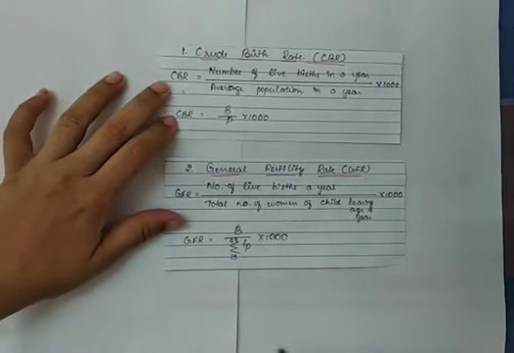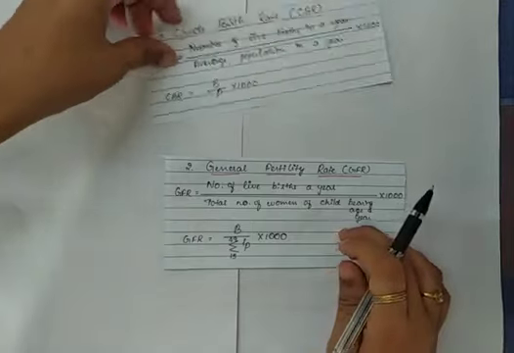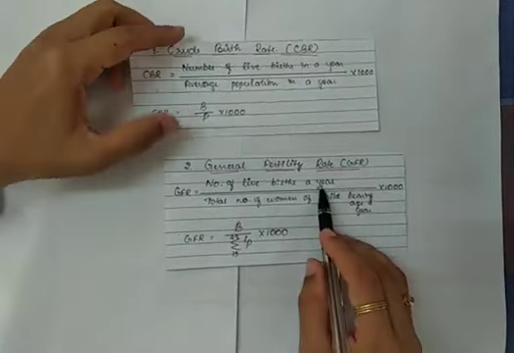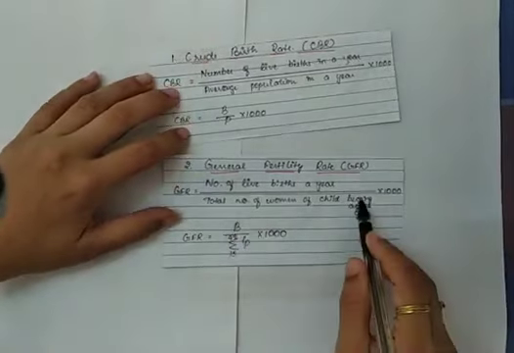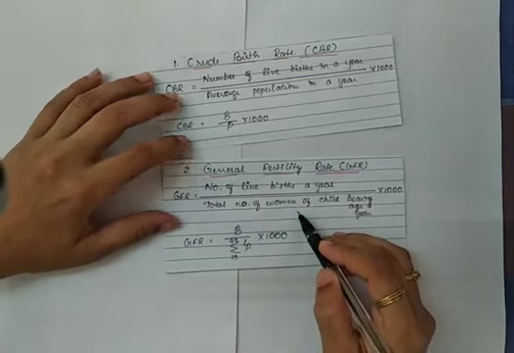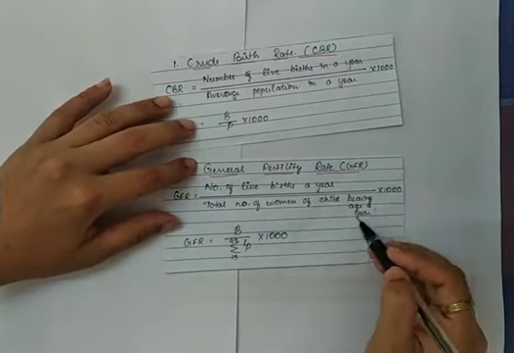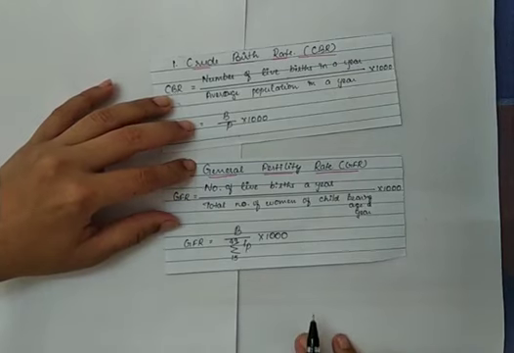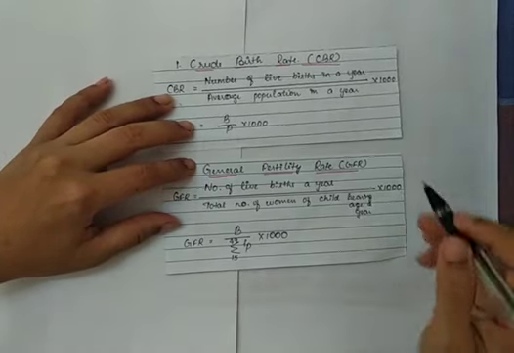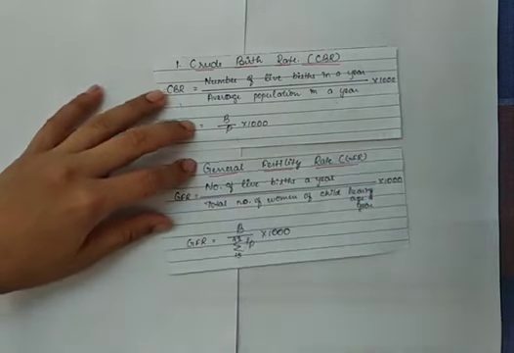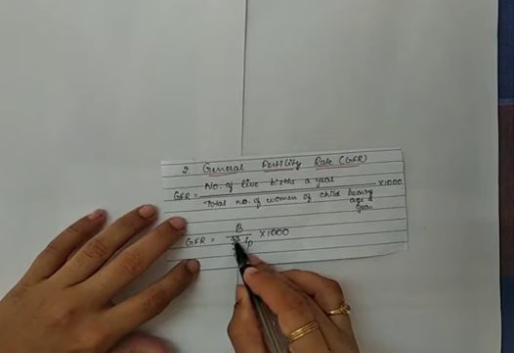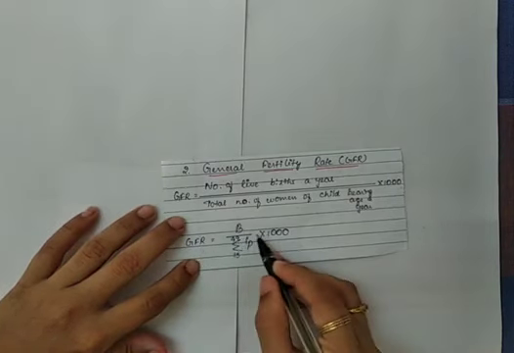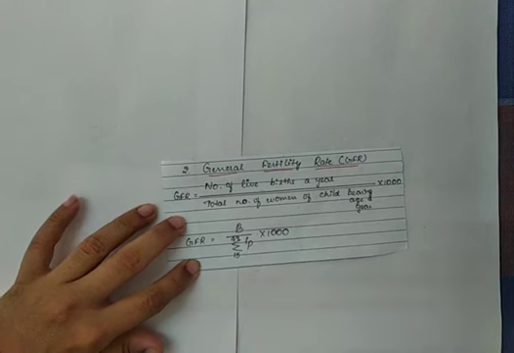Now the second one is general fertility rate. The formula is number of live births in a year, the same number of live births in a year, divided by the total number of women of childbearing age in that year, and multiplied by 1000. And the childbearing age, we already know, is 15 to 49, isn't it? So that is 15 to 49. And GFR, in short, is B divided by P into 1000.